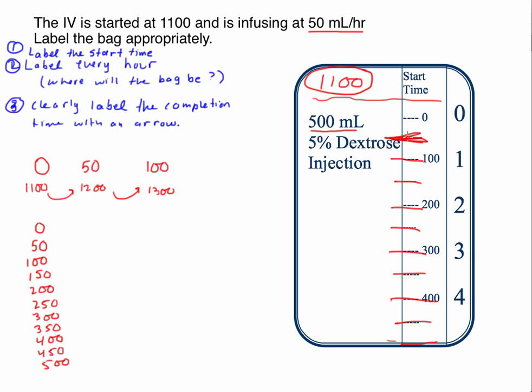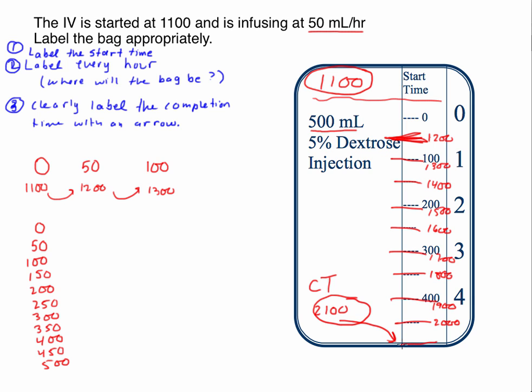So time 0, 50 milliliters later, this was 1200. Another hour later, this was 1300. So I'm clearly labeling every hour. Again, it should be very clear at what hour and at what point on the bag it is. When we get down to the very last piece, you're going to want to label the completion time and mark it with an arrow. Label the completion time, and some people will write CT for completion time.